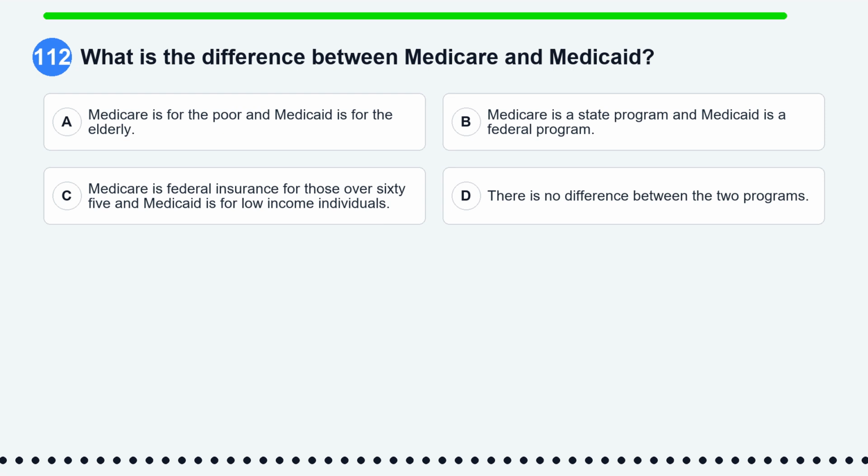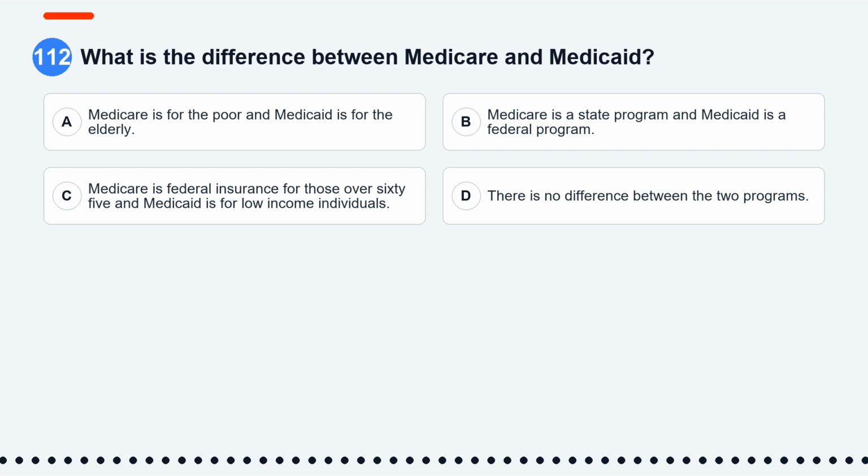Question 112. What is the difference between Medicare and Medicaid? Option A, Medicare is for the poor and Medicaid is for the elderly. Option B, Medicare is a state program and Medicaid is a federal program. Option C, Medicare is federal insurance for those over 65 and Medicaid is for low-income individuals. Option D, there is no difference between the two programs.